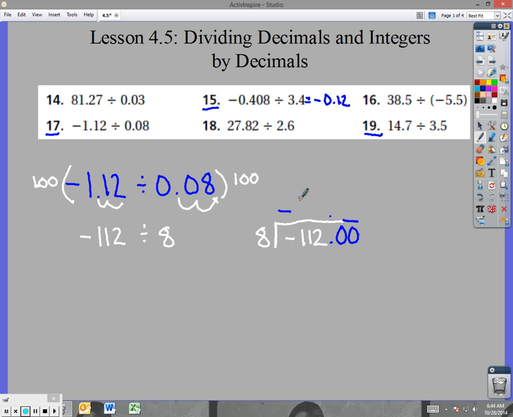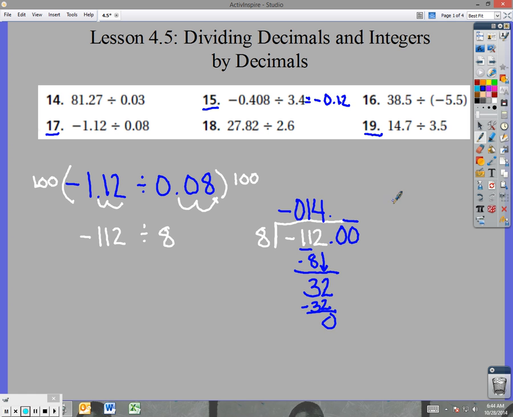8 does not go into 1, but 8 will go into 11 one time. 1 times 8 is 8. I now subtract. 11 minus 8, notice how my place values lined up. 11 minus 8 is 3. I bring down the next number, which is 2. I ask myself, does 8 go into 32? What times 8 gives me 32? The correct answer would be 4. 8 times 4 is 32. I am done because there's no remainder and there's nothing else to bring down besides more zeros, and that won't do anything.